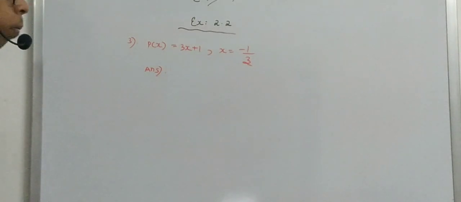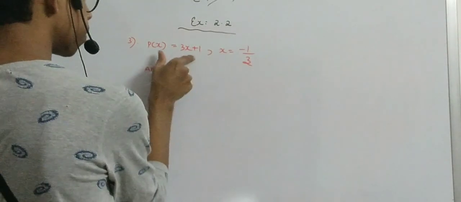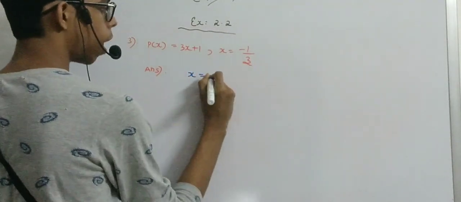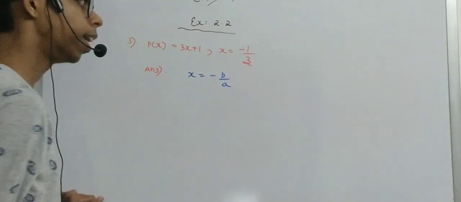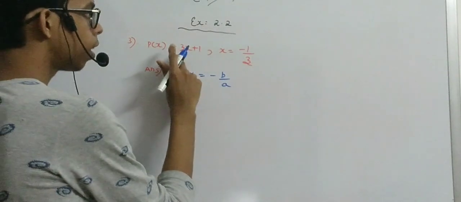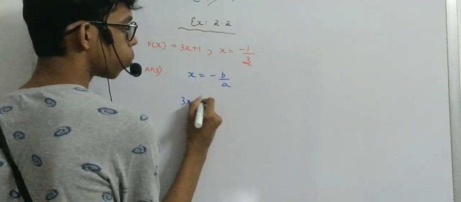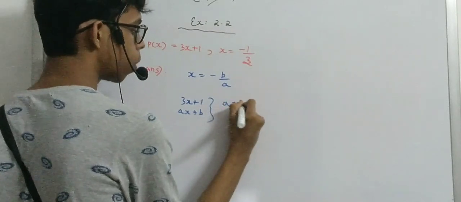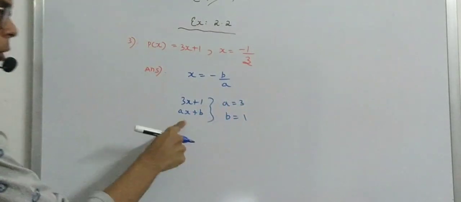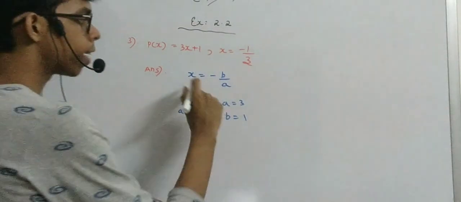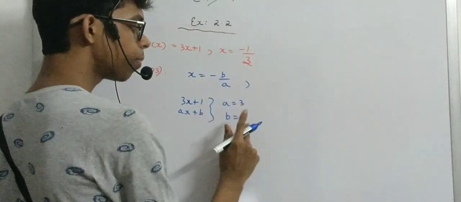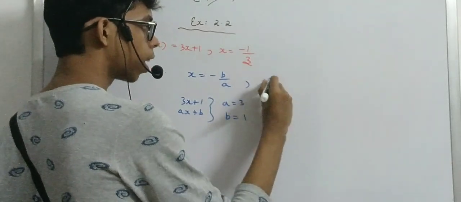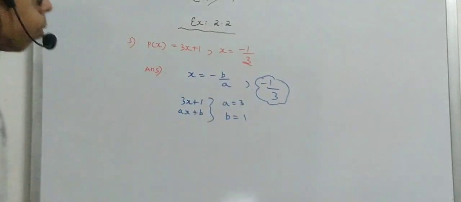Okay, I have told you two methods to do it. Here, this is a linear polynomial. For a linear polynomial I have told you a formula, x is equal to minus b by a. So 3x plus 1 is of the form ax plus b. From here we can write a is equal to 3 and b is equal to 1. You can just compare and see. So x is equal to minus b by a, here our b is 1, so minus 1 by a, which is 3. So here you got x is equal to minus 1 by 3.